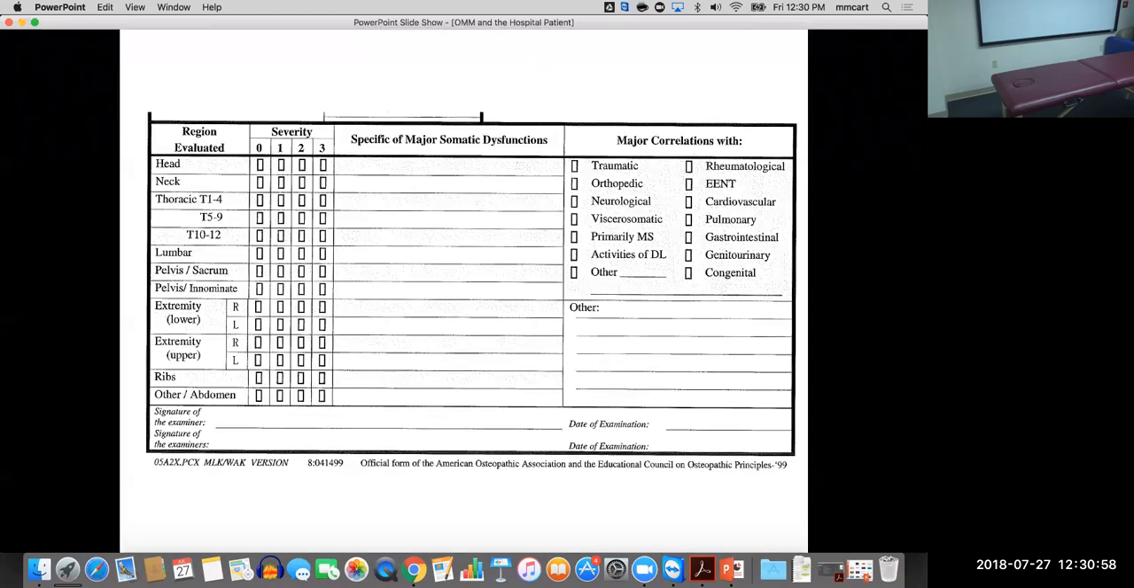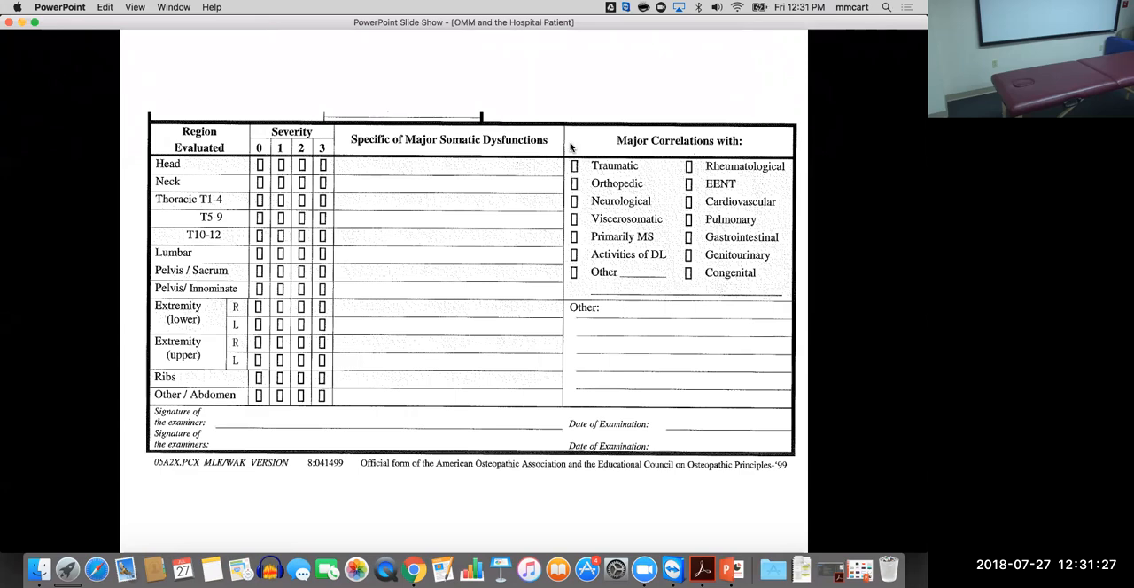Oh, and then they have the correlation. So if you found something and you thought it was correlated with the fact that they were hit by a car or just had their right hip replaced or they're having an MI or whatever the reason, then there are these categories for what you think the major correlations were on your patient. So that's the documentation part.